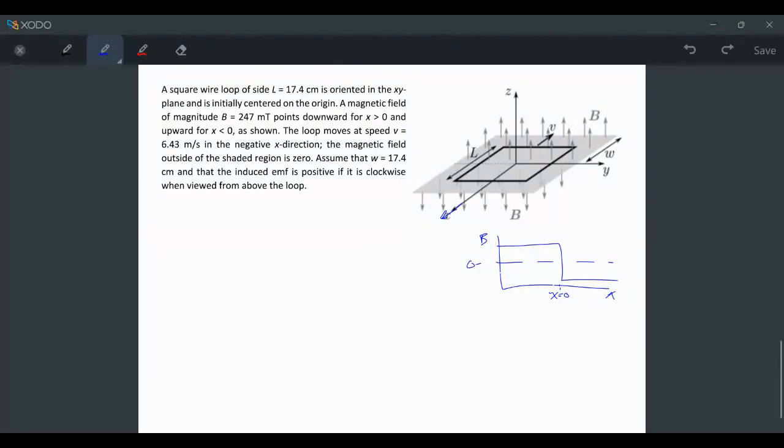So the loop is moving. We're given a velocity vector kind of at the back there. It moves at 6.43 meters per second in the negative x direction. We're told that this quantity W is 17.4 centimeters. So really what that means is that it's equal to L.